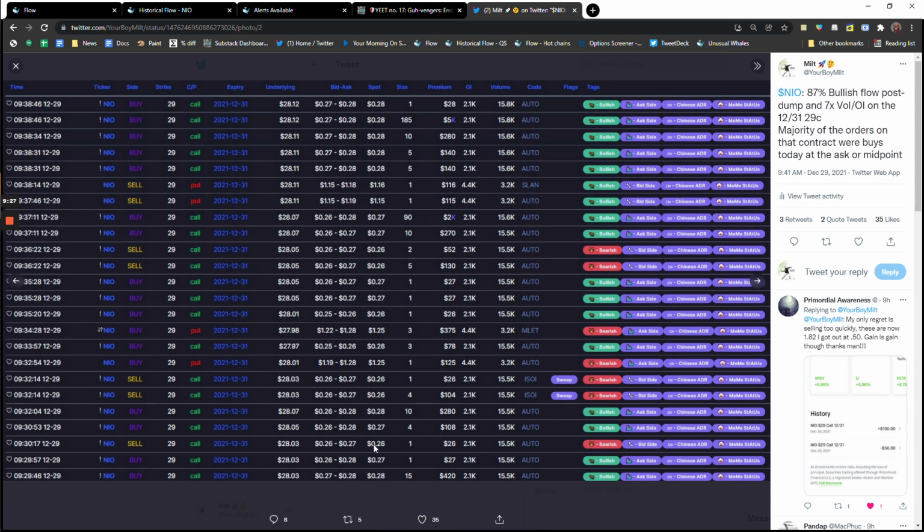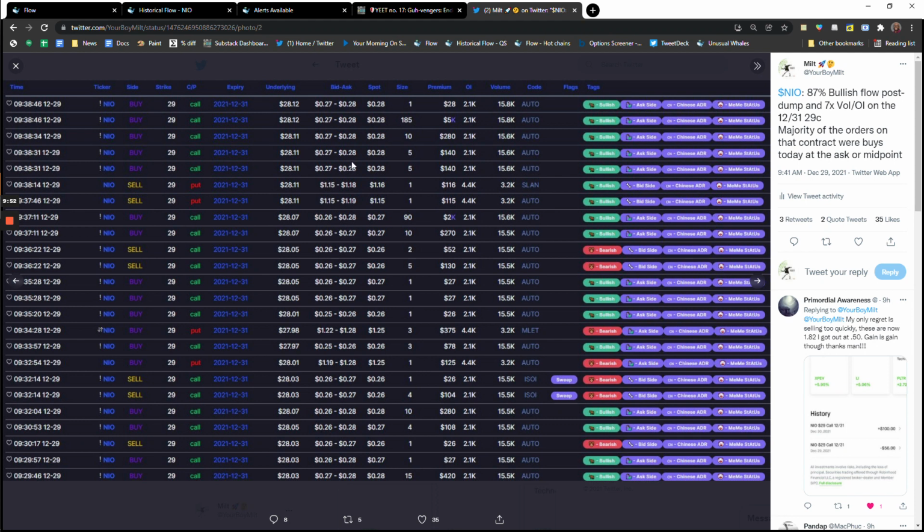We see calls bought at the midpoint. We see calls bought at the ask. We see calls sold at the bid. We see a put bought, boo. We see more of this call buy at the ask, call buy again at the ask.